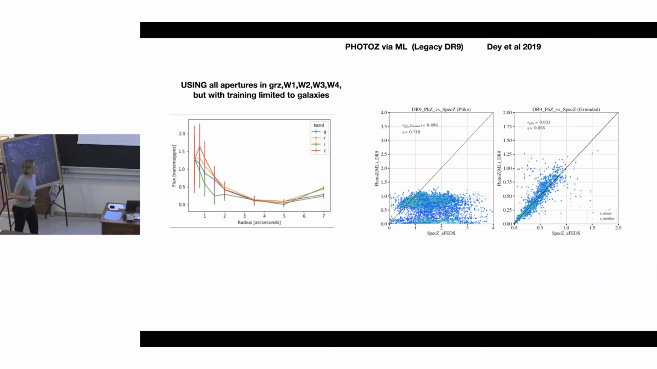Yes, so we are also using the errors. It's not only the flux, it's also the error. The only thing that we did not manage at the moment is to include the non-detections. So we are limiting the sample to the objects for which we have the photometry in all the bands.